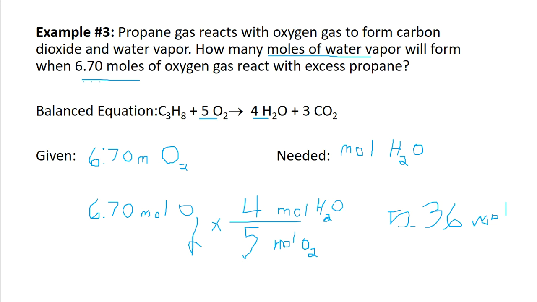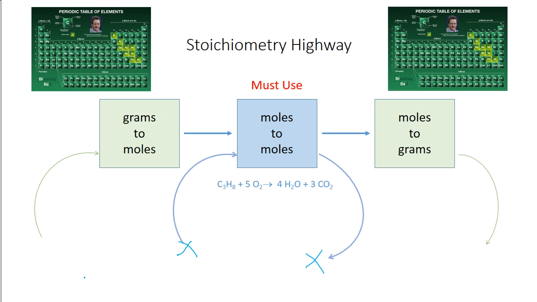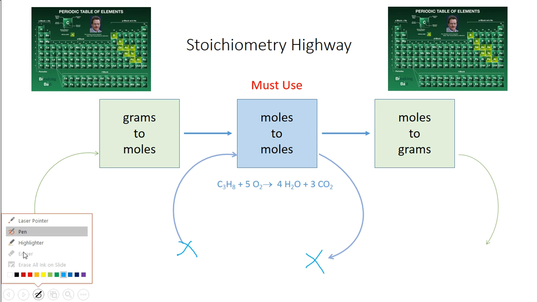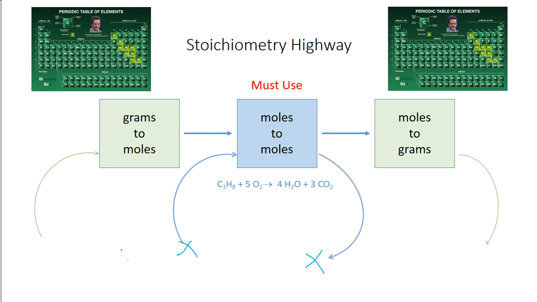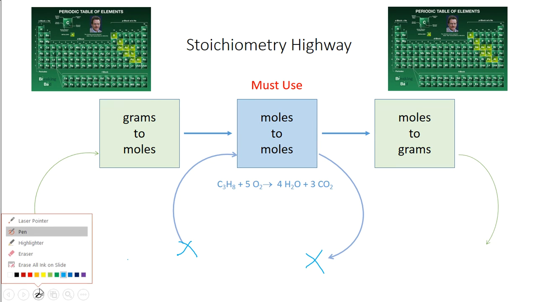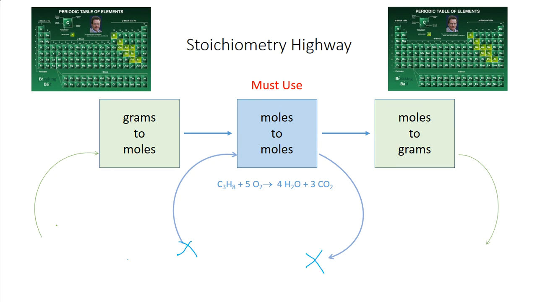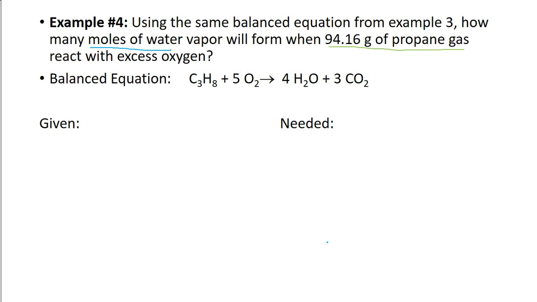So if we go back to our highway, in this case, we're starting in grams. So we're going to start right here, and we're getting off at moles, right here. So we are going to need the periodic table this time. We're going to use the periodic table once, and then we're going to use the balanced equation, which is a must use. And then we're going to get off right there. We're not going to need the periodic table a second time. So let's move on to this problem.